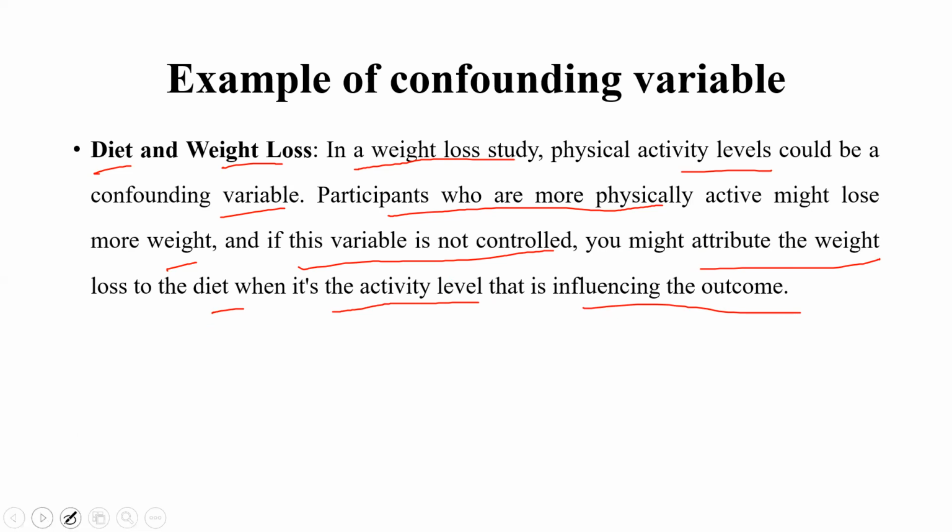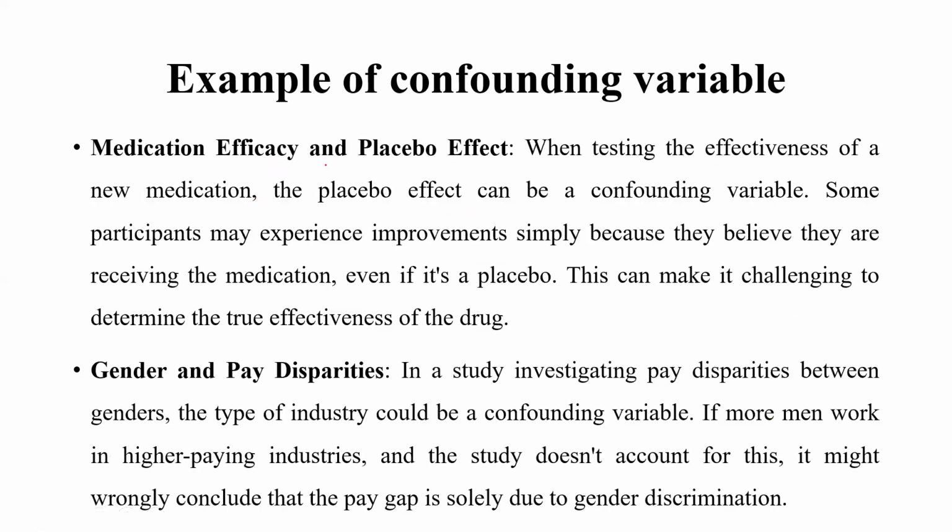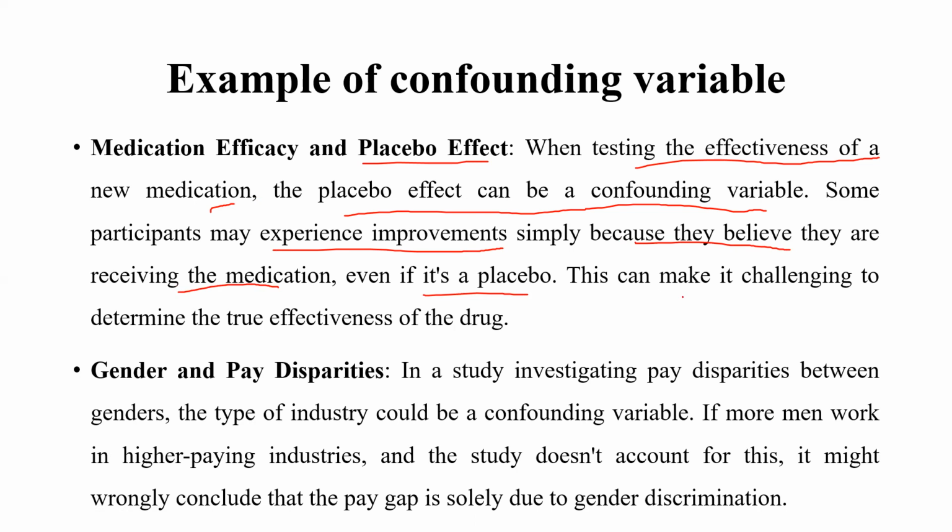Now we have one more example like medication efficacy and placebo effect. When testing the effectiveness of a new medication, the placebo effect can be a confounding variable. Some participants may experience improvements simply because they believe they are receiving the medication, even if it's a placebo. This can make it challenging to determine the true effectiveness of the drug.